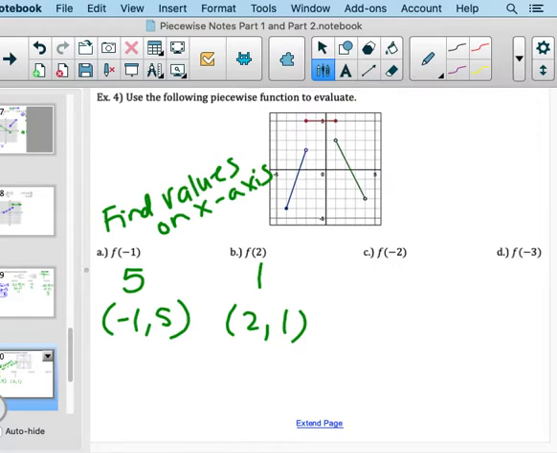I want you to try C and D. And the ordered pair isn't the answer, guys and gals. This is the answer. I'm just trying to show you with the ordered pair. Like I'm going here on the x-axis and then I go up, and where does the graph exist?